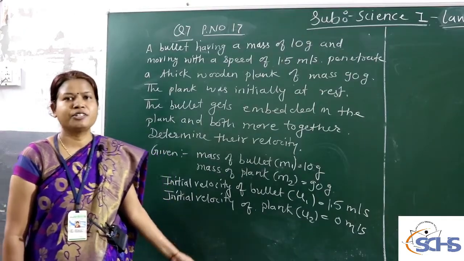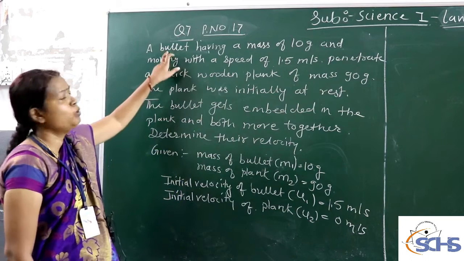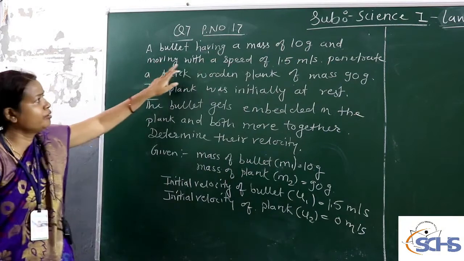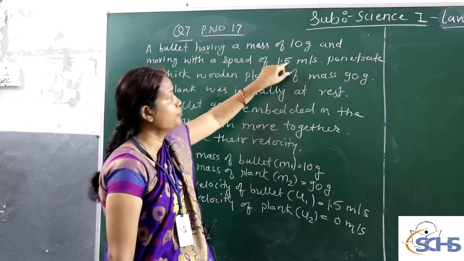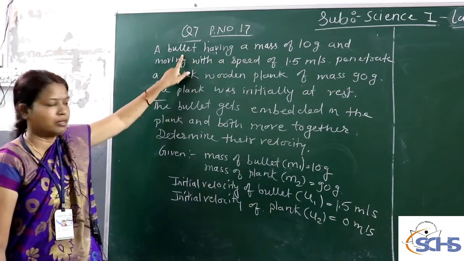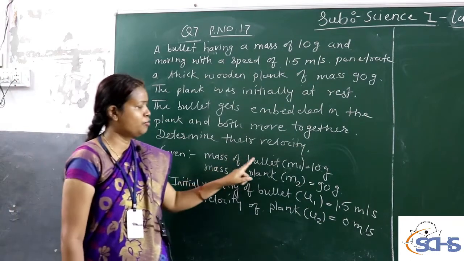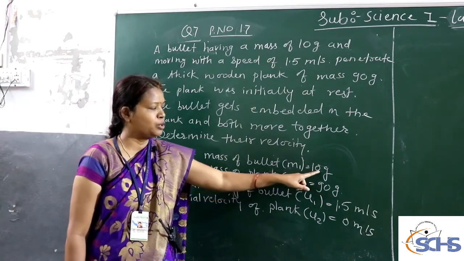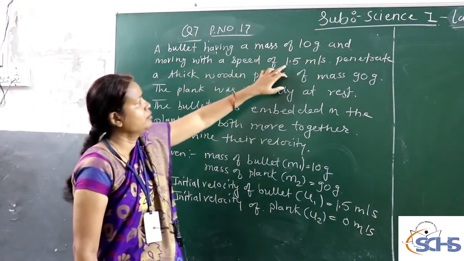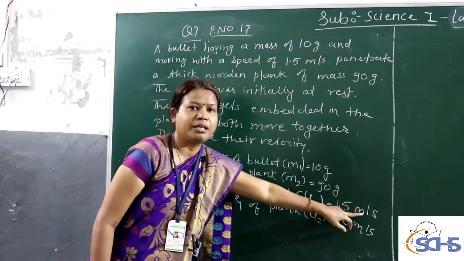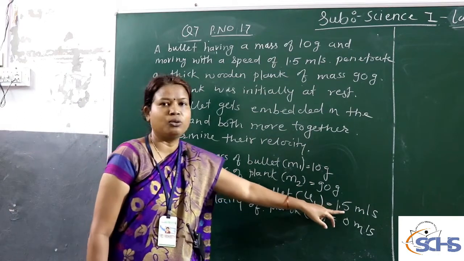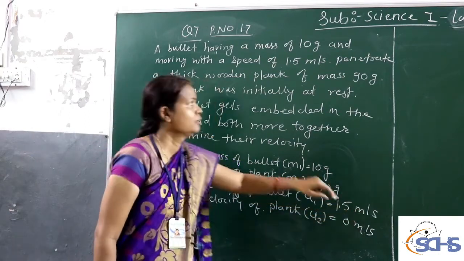Students, the next problem which is given in our book is a bullet having a mass of 10 gram and moving with a speed of 1.5 meter per second. This means the mass of bullet is given. So what is given? Mass of bullet is given. It is m1 is equal to 10 gram. It is given in gram. Okay. Speed is given, that is 1.5 meter per second. Speed, that is the initial velocity of the bullet, that is u1 is equal to 1.5 meter per second.